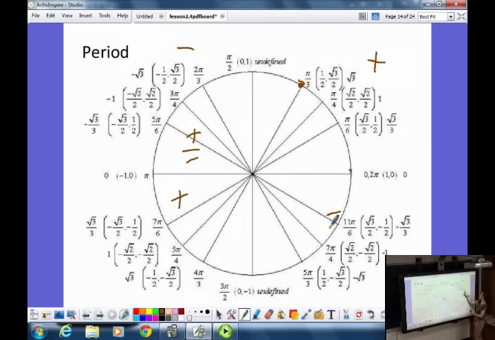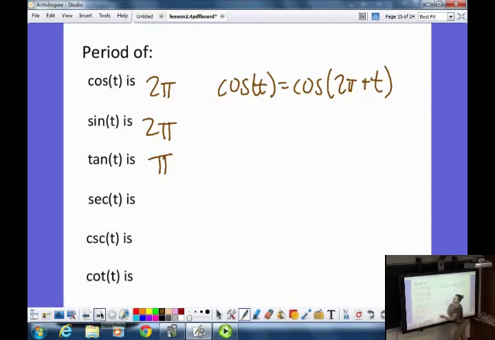So if we look at tangent, this is 1 over root 3, rationalized, then root 3, and then it's going to be negative root 3, negative 1 over root 3. And that'll repeat on the other half. So tangent's period is only pi. What do you think secant of t's period is? Not 1 over 2 pi. It's a really good guess, though. But periods aren't reciprocals.